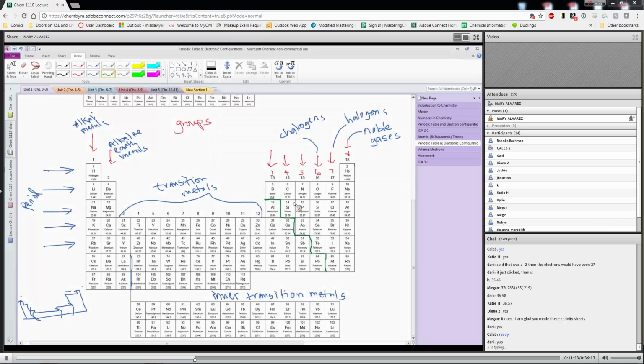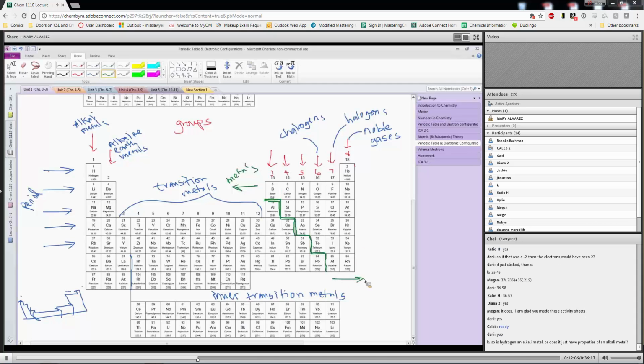Okay, and we'll find that atoms to the left are metals, and atoms to the right are nonmetals. So there are by far many more metal elements than nonmetal elements.